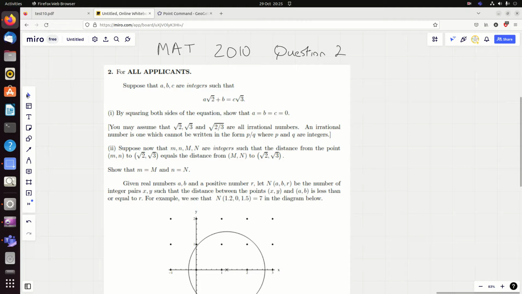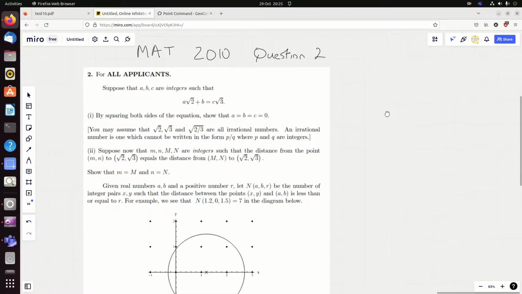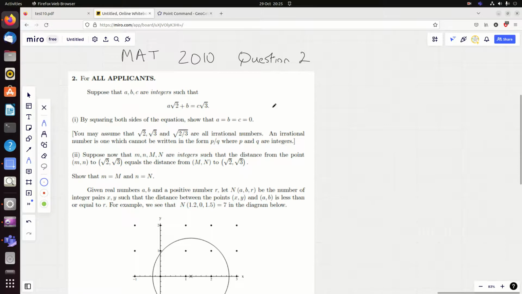Hello and welcome to another Math question, Math 2010 question 2. So let's get going. Okay, first it says square both sides to prove that this result is true.